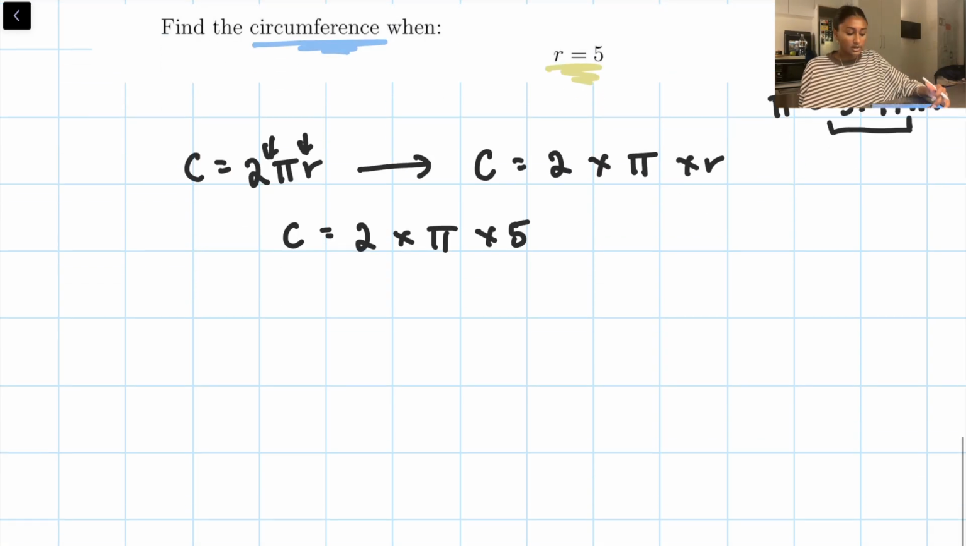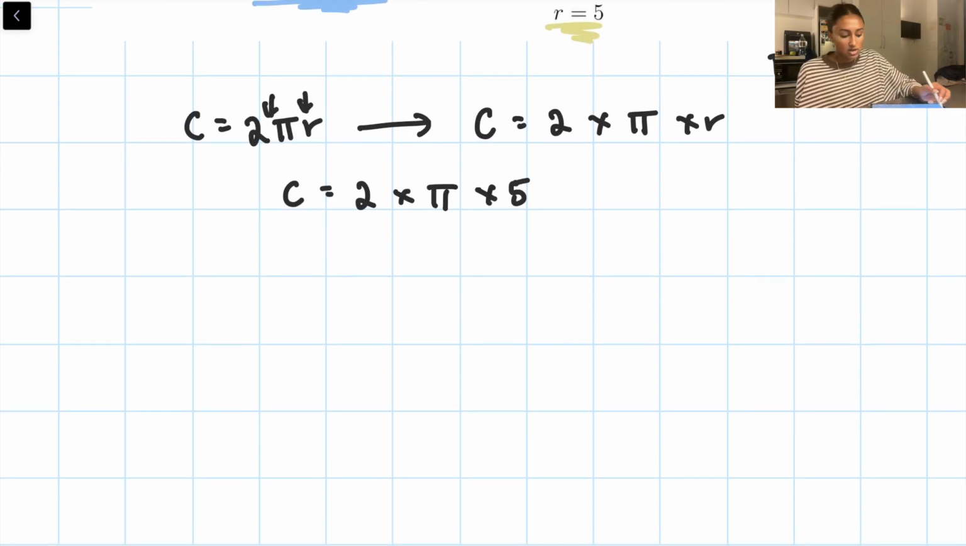Now, if you don't have a calculator in this exam, don't stress. You can treat pi as a letter like X or Y, even though it does have a value, which we found up here. But in a non-calc exam, you can just leave this as 10 pi, because 2 times 5 is 10, and you can just leave pi like that.